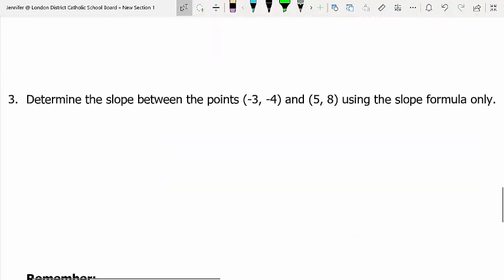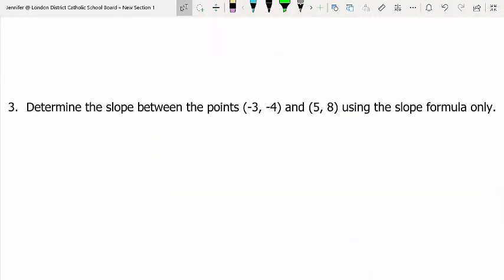Okay, let's finish this with one last question. So, example 3, determine the slope between the 2 points using the slope formula. So, the slope formula is y2 minus y1 over x2 minus x1. Step 1, write down your formula. Step 2, label your points. So x1, y1, x2, y2.